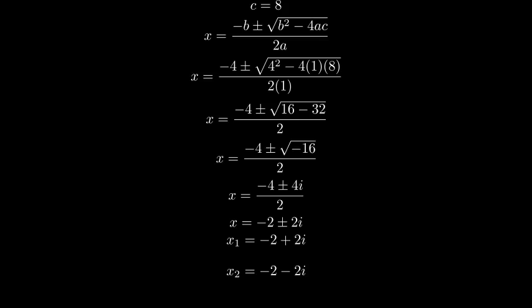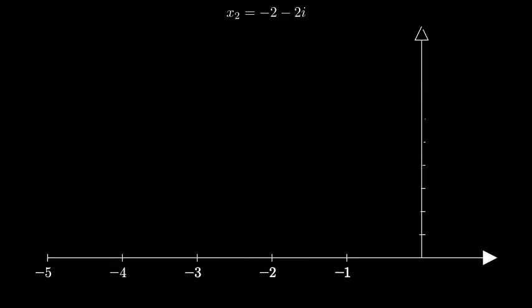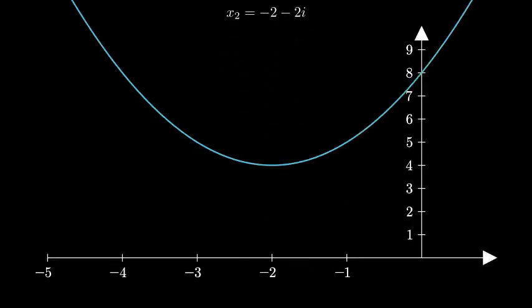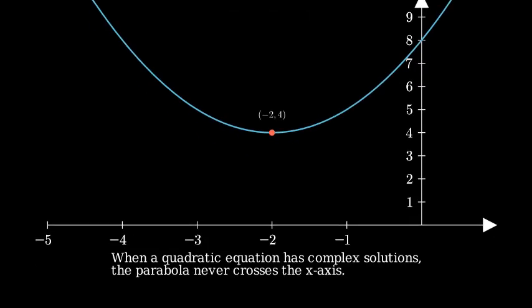Let's visualize what this means on a graph. Since both solutions are complex, this parabola never crosses the x-axis. The vertex of the parabola is at x = −2, and the parabola opens upward because the coefficient of x² is positive. In summary, when we solve a quadratic equation and get complex solutions, it means the parabola never intersects the x-axis, and therefore has no real roots.